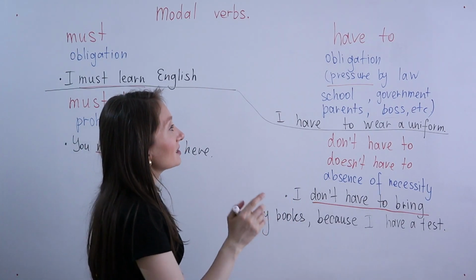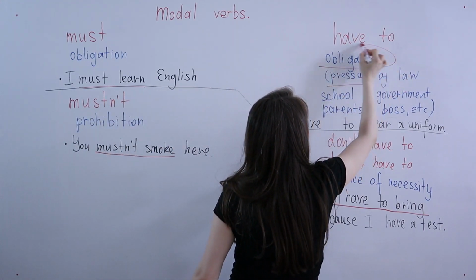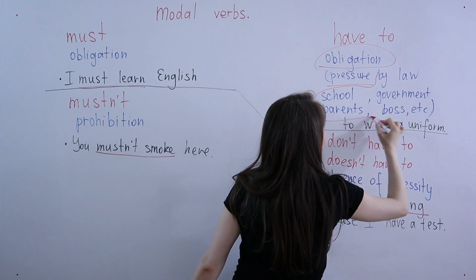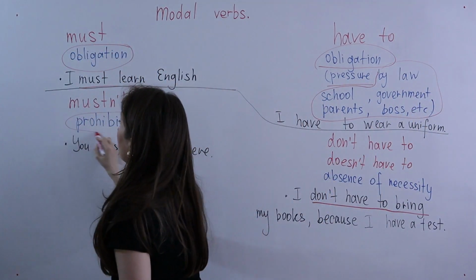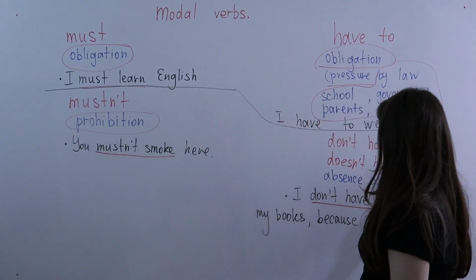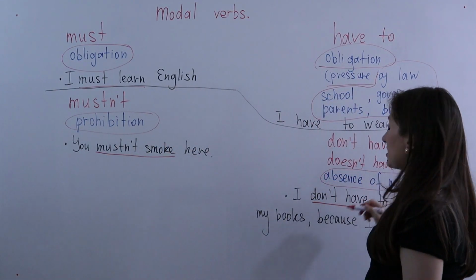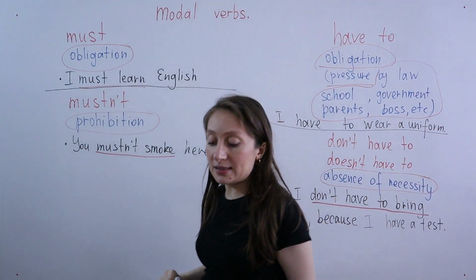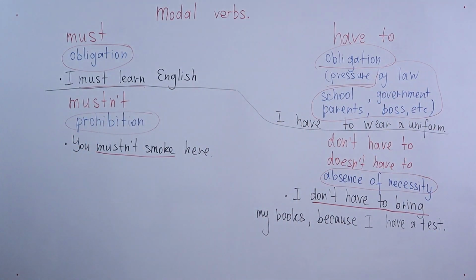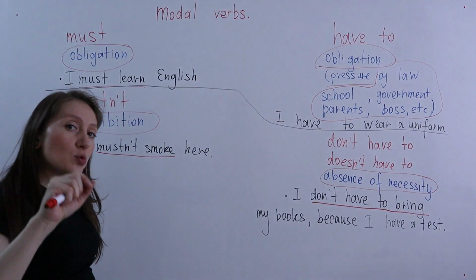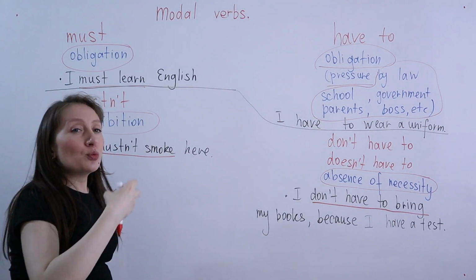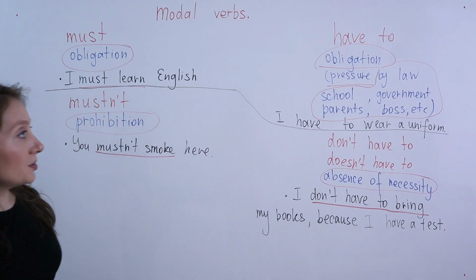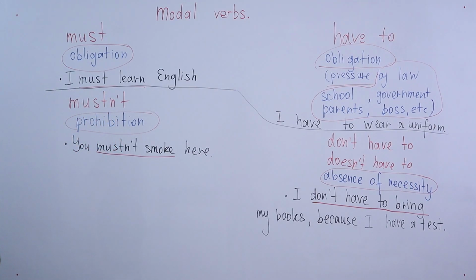Don't confuse, please, the meanings. Here you have obligation and the pressure. Here you have just obligation. Here you have prohibition. And here you have absence of necessity. No necessity. Now look at the board one more time. All right? You can make your own sentences to make it more natural, to practice the usage of these verbs, and everything will be great.